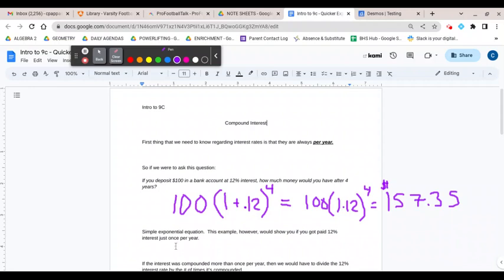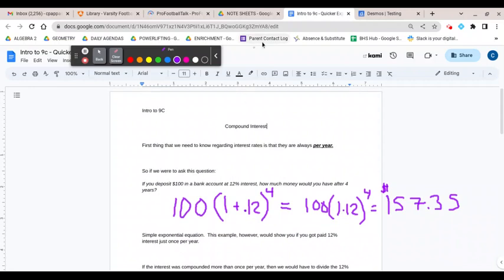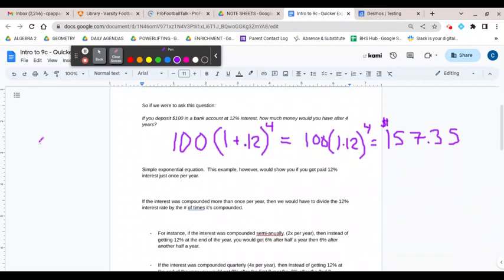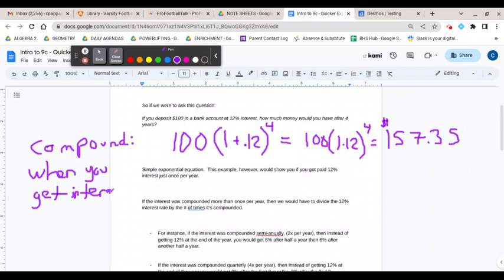So when I'm talking about compounded interest, if we're thinking about what it means to compound, compound is just when they give you interest. Okay, so a compound is when you get interest money. So in this example, you got interest money at the end of each year. Okay, you got 12% at the end of each year.